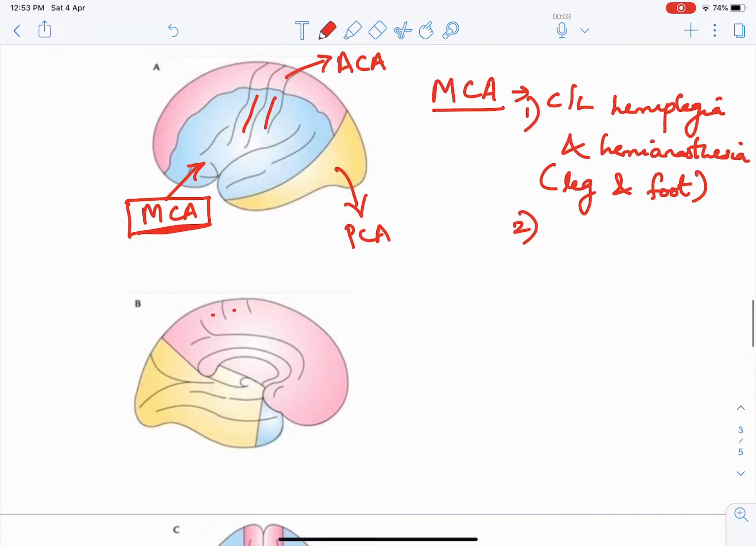Then coming to the speech centers, we have the Broca's area over here, the Wernicke's area over here. So all these centers will be affected, and there will be aphasia. In a right-handed person, if the left dominant hemisphere is affected, the Broca's area, Wernicke's area, the arcuate fasciculus, all this will be affected, and it can result in aphasia. So these are the features when the middle cerebral artery is affected.